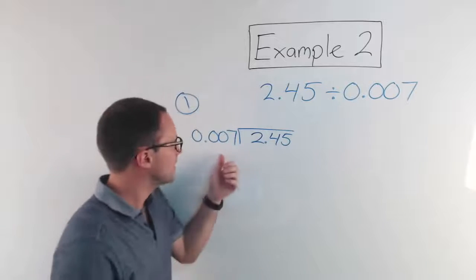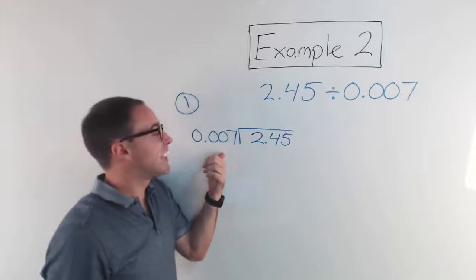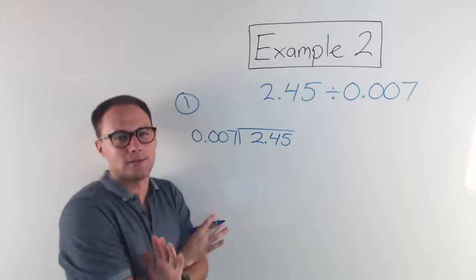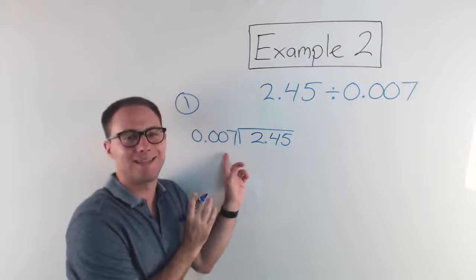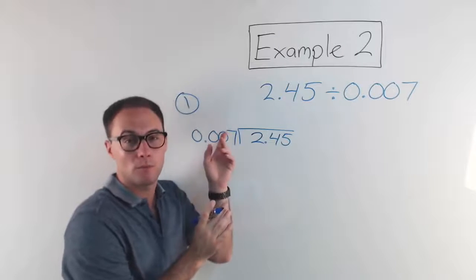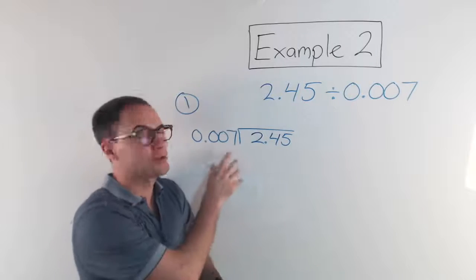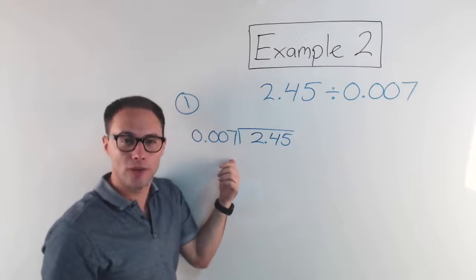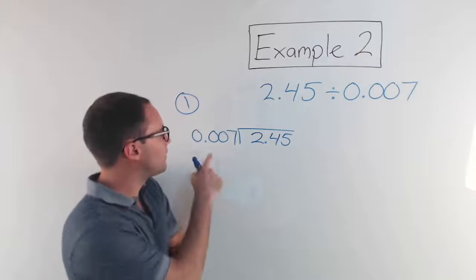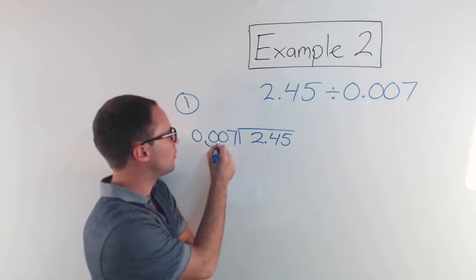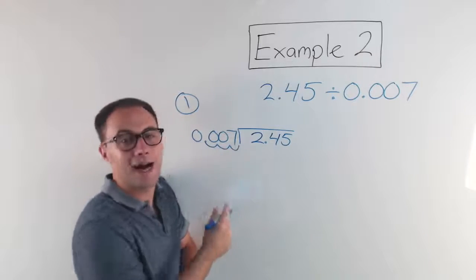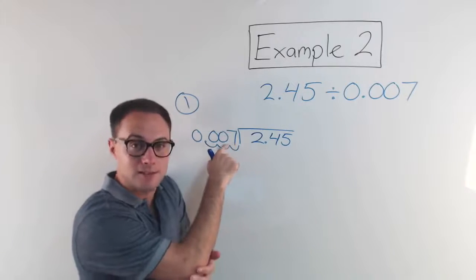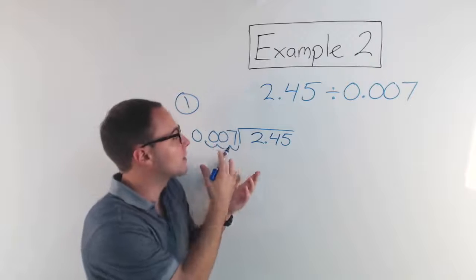Now, in this example, we are dividing by a decimal. We do not like to do that. We don't want to divide by a decimal. The first example was much easier because this was a whole number. Now, we can change this to a whole number simply by moving the decimal point 3 times to the right, that would make it 7, which is a whole number. That's what we want to do.